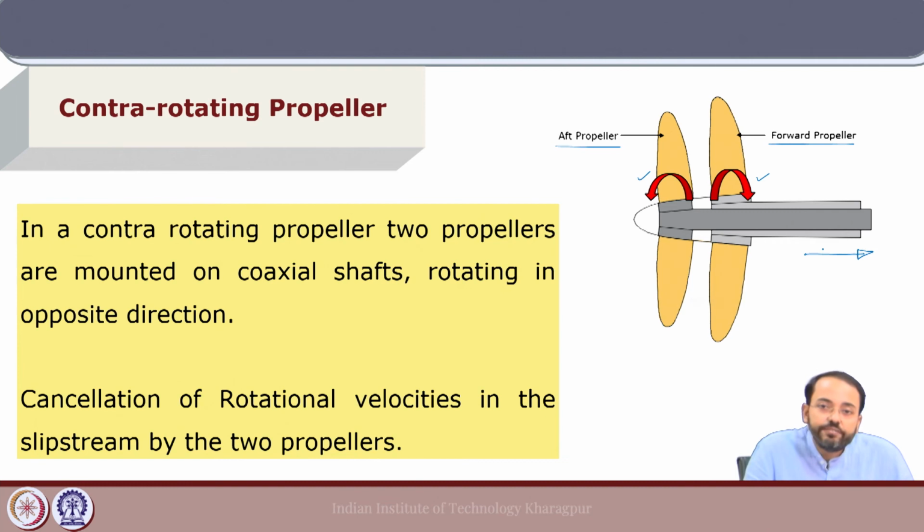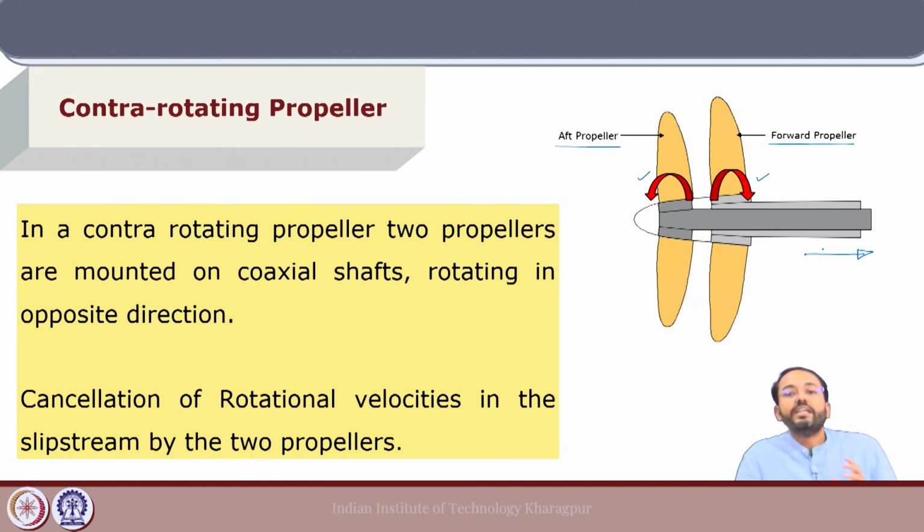Now, the characteristic feature of contra-rotating propellers is the cancellation of rotational velocities in the slipstream due to the two propellers. Because the two propellers rotate in opposite direction, the induced velocities due to rotation, the tangential induced velocity in the slipstream due to the forward propeller, is in a direction opposite to that of the aft propeller, as the vortices due to the two propellers have different directions of rotation.